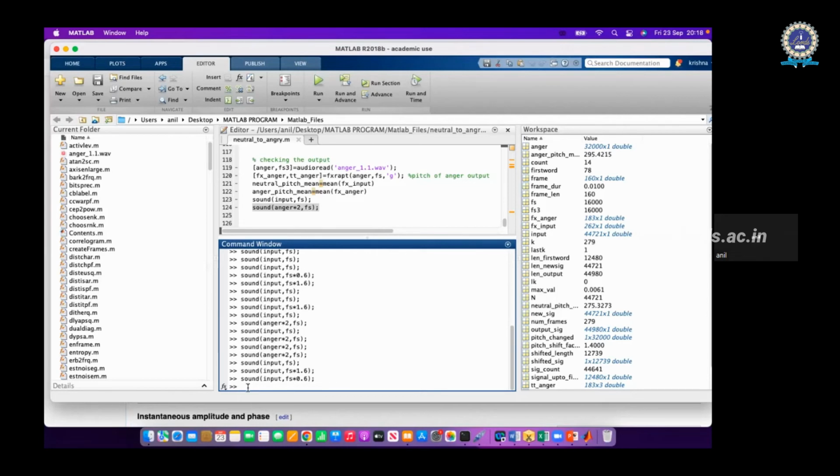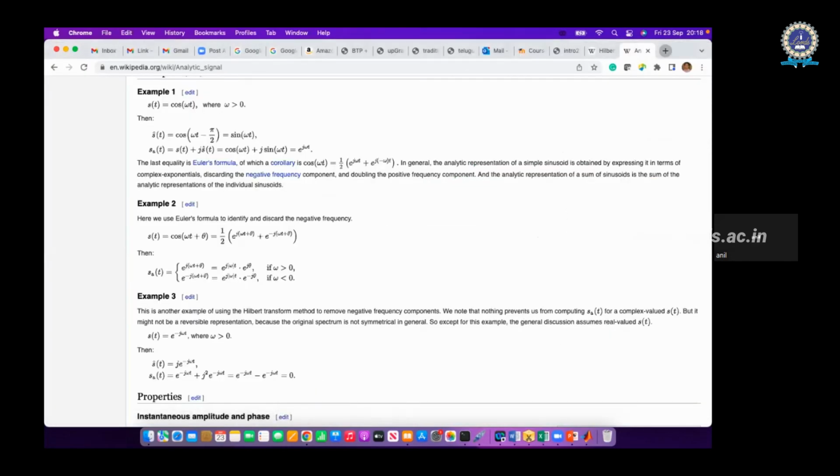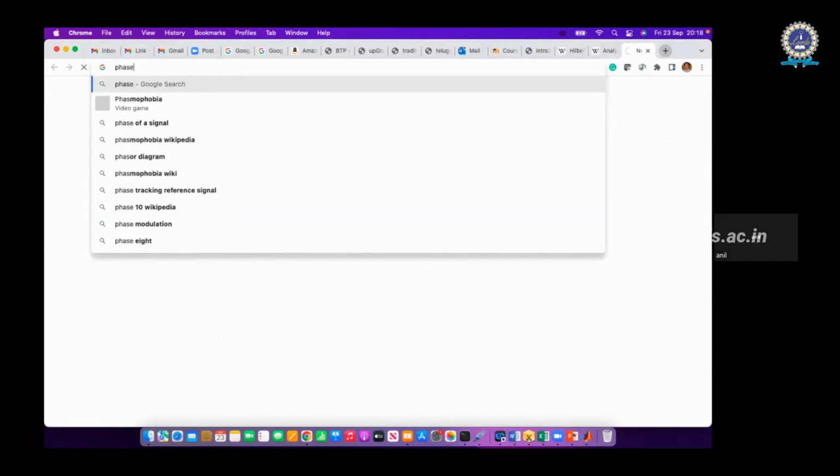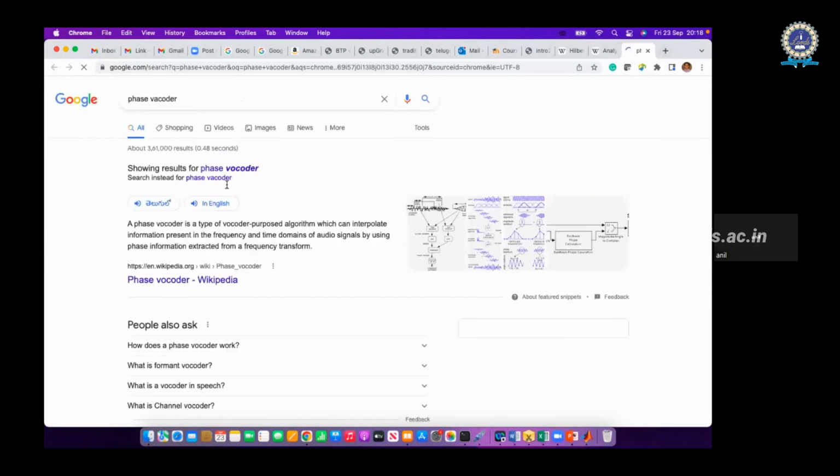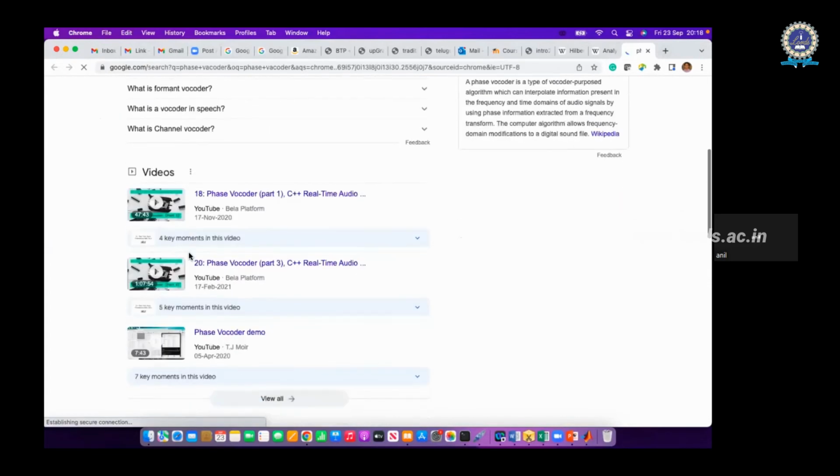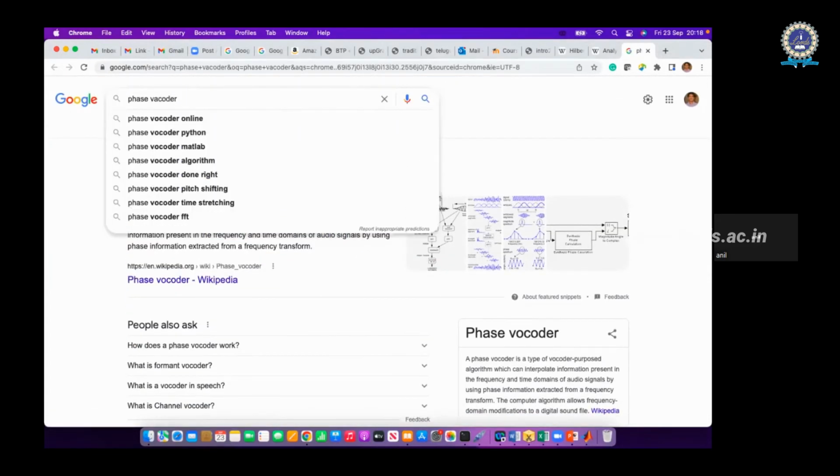So I don't want that. I want to retain the pitch. I want to keep the pitch, but still I want to resample. That is done using something called phase vocoder, which depends on the short-term Fourier transform.